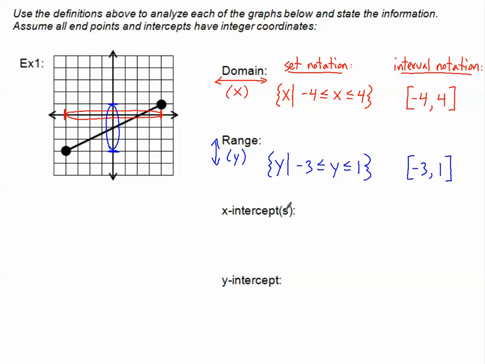X-intercepts, we're talking about where it crosses the x-axis, and that actually only occurs in one location, right here. That's the value of 2. I'm going to write it as the ordered pair (2, 0). And finally, the y-intercept, that's where we cross the y-axis, and it happens once right there, at the point -1. So (0, -1) is the ordered pair that I'm going to write. So there's our first example.